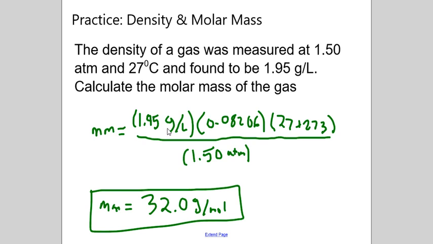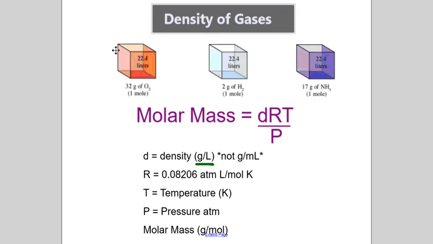So plug in density, plug in R, plug in the temperature. K is in Kelvin, so 27 plus 273 to get Kelvin, and then divide by 1.5 atm. So this thing has a molar mass of 32.0 grams per mole. Going back, hey look, 32 grams for 1 mole. So it's O2. This is oxygen.